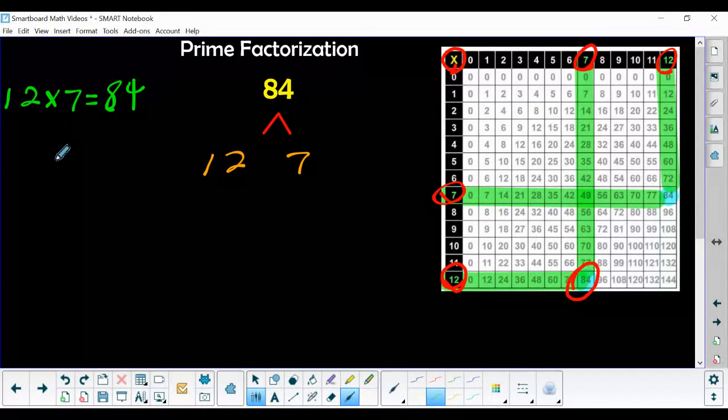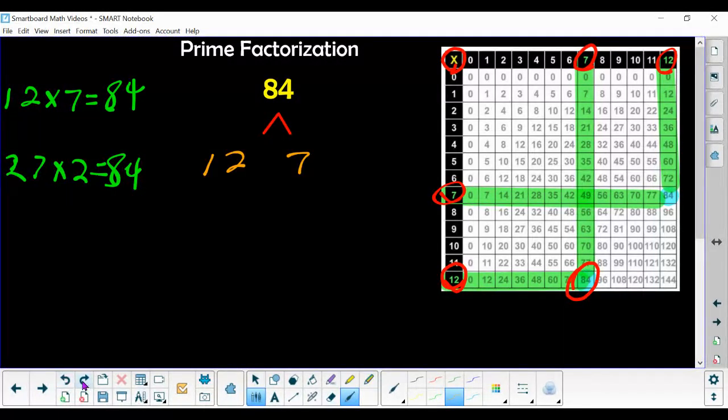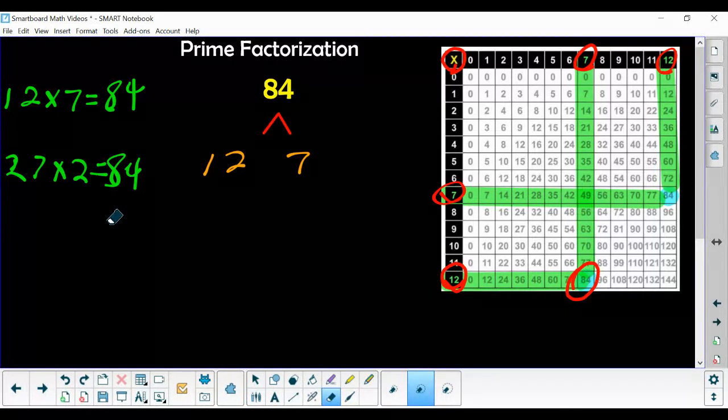Are those the only combinations? No. Another one I can think of off the top of my head would be 27 times 2, which also gives me 84. So if I had wanted to, I could have started off with these numbers instead. I could go with this, or I could go with what I had before. Either one will give me the right answer. I'm going to stick to what I had first, but I'm just letting you know that there's more than one combination to get your final answer.